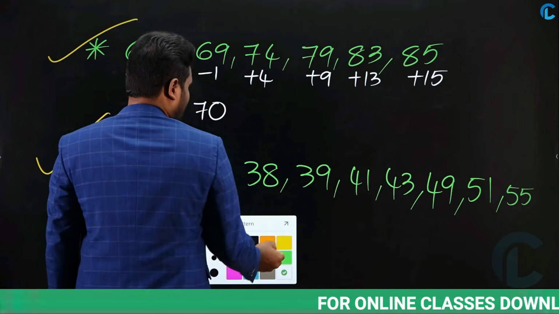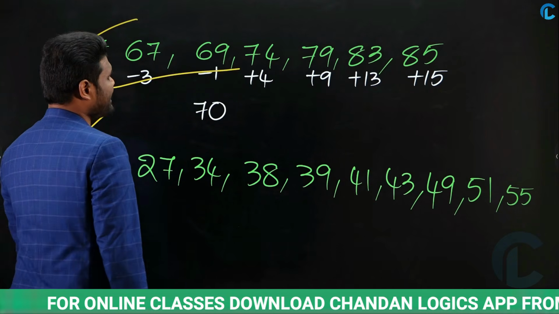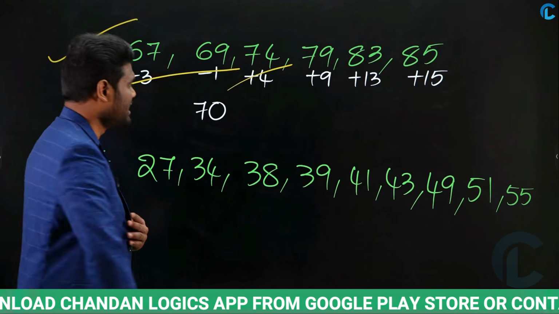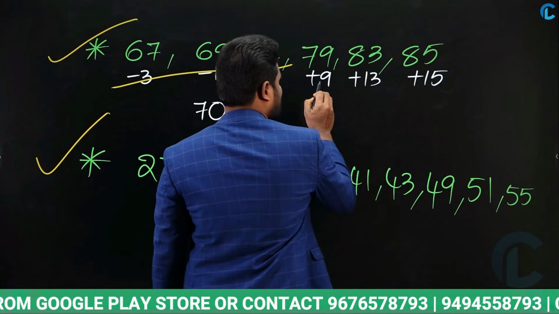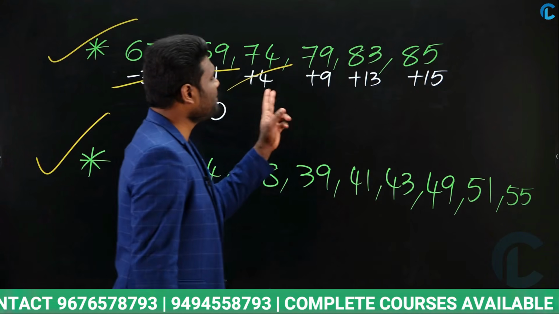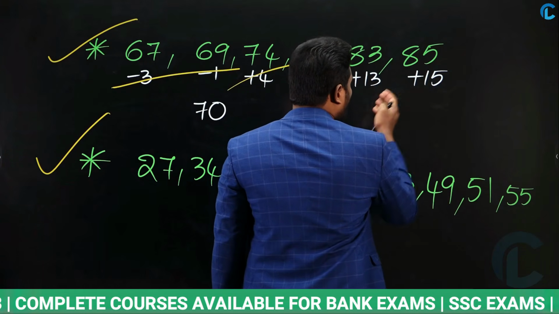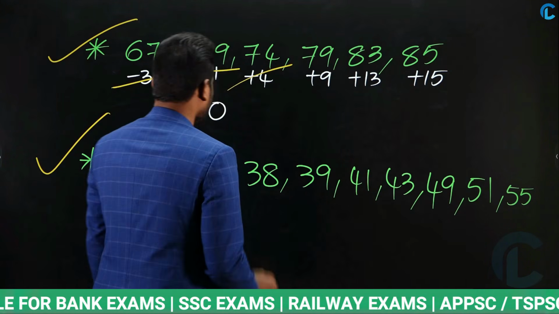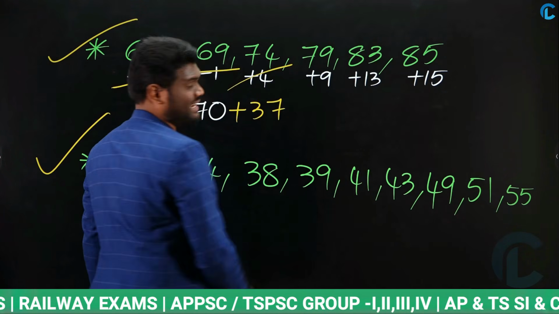Now calculate it. If you calculate this, what happened? Minus 3 minus 1 is minus 4. Minus 4 plus 4 gets cancelled. Then finally you are left with 15 plus 13 plus 9. 9 plus 13 is 22. 22 plus 15 is 37. Yes or no? As I am getting 37 more, you need to do plus 37.